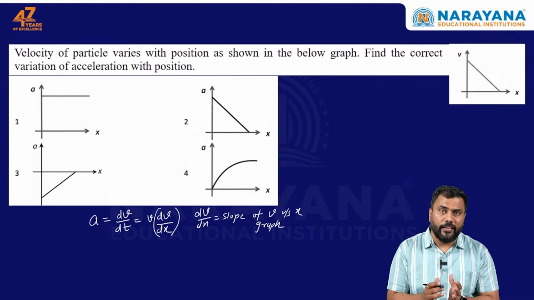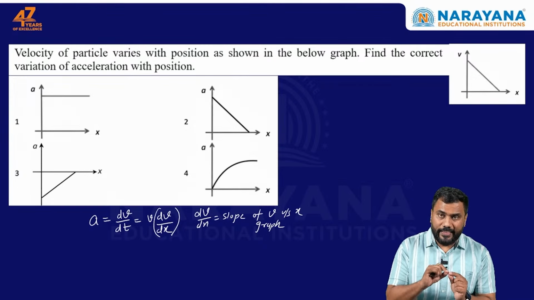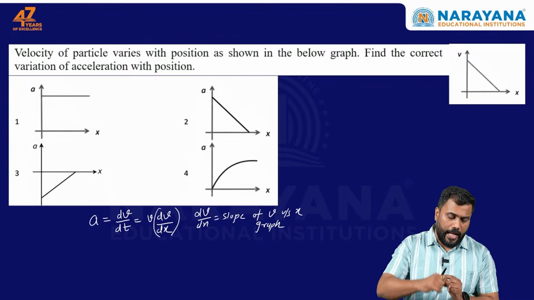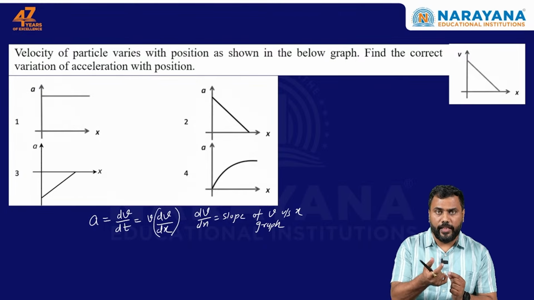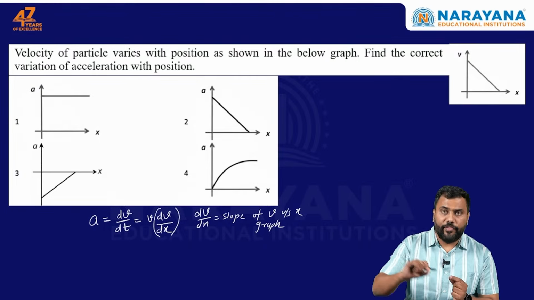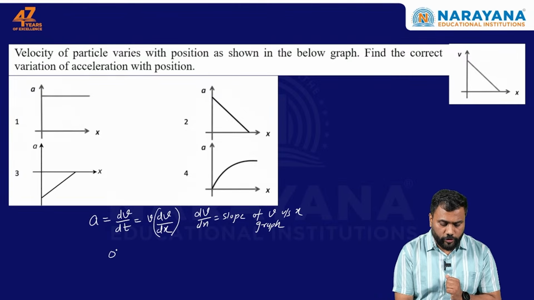If I look at the acceleration versus position graphs, the acceleration which is negative is only available in option 3. When velocity is high, acceleration is also high in negative magnitude, and when velocity becomes 0, acceleration also becomes 0. So, the best possible answer to this question is option 3.